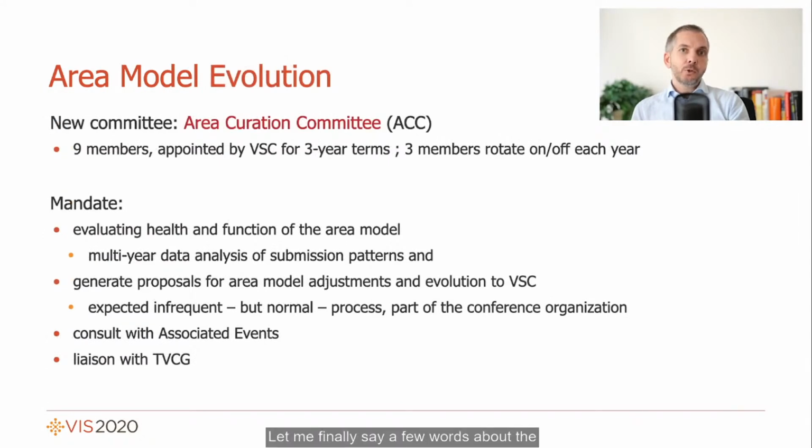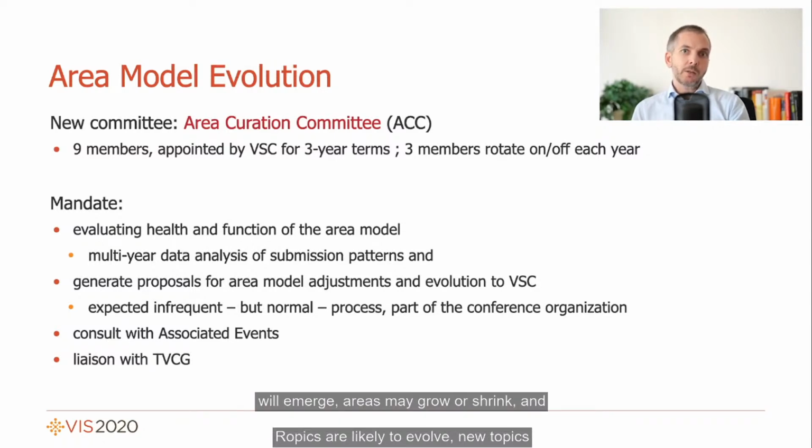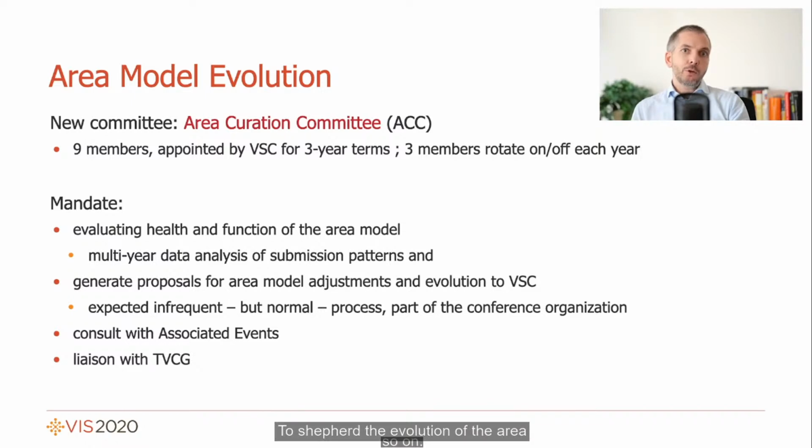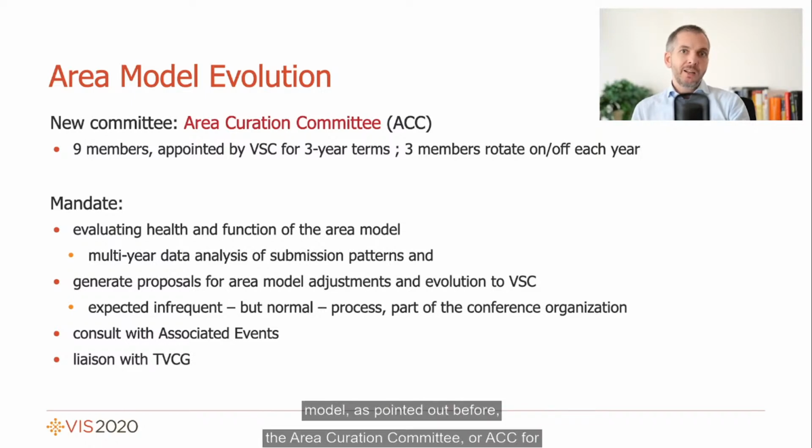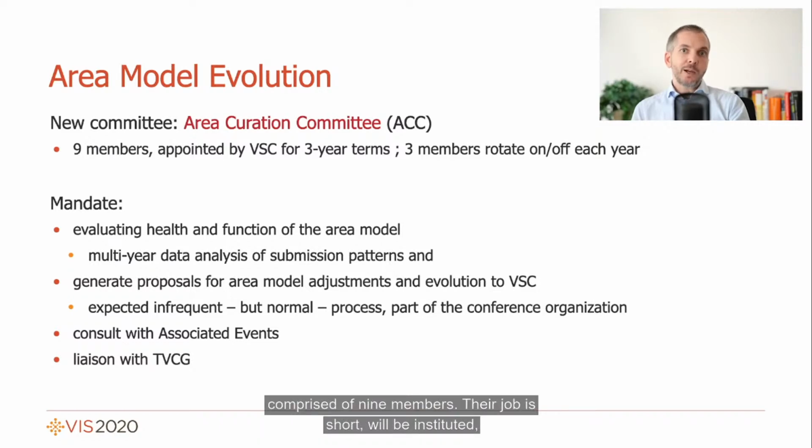Let me finally say a few words about the long-term perspective of the area model. Topics are likely to evolve, new topics will emerge, areas may grow or shrink, and so on. To shepherd the evolution of the area model, as pointed out before, the Area Curation Committee, or ACC for short, will be instituted, comprised of 9 members.